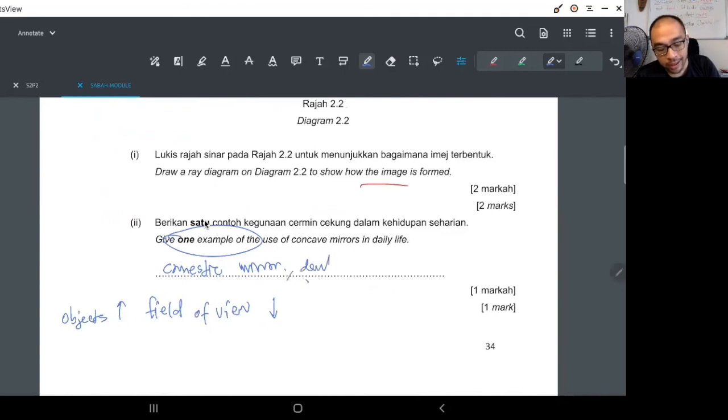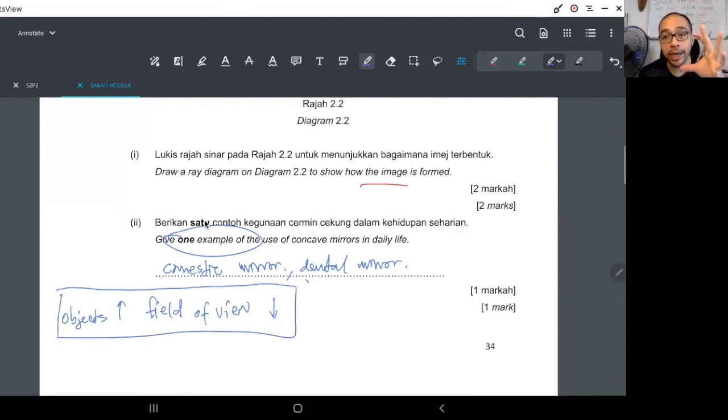We use this for a cosmetic mirror. We use this for a dental mirror. You know the mirror that the dentists use to poke inside your mouth to see all the plaque on your teeth. The mirror makes your teeth look bigger so that he can see properly. So it won't be the same size. The picture of your teeth inside the mirror will be much bigger. So we use a concave mirror for that. So dental mirror, cosmetic mirror, these are the two most common concave mirror uses in daily life. And again, the principle behind the usage of concave mirrors is this.